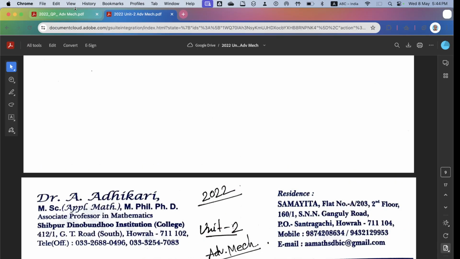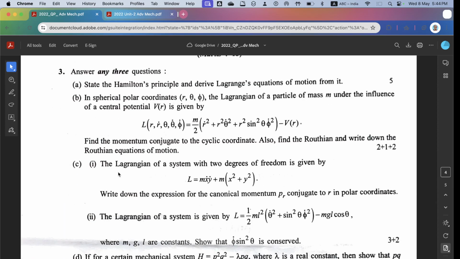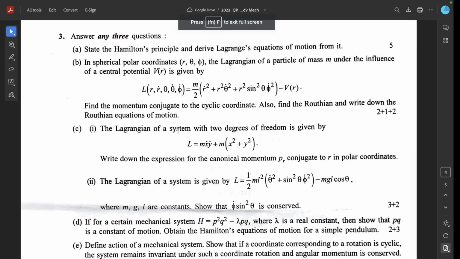Next question, 3C1. The Lagrangian of a system with 2 degrees of freedom is given by L = m x dot y dot + m(x squared + y squared). Write down the expression for the canonical momentum p r conjugate to r in polar coordinates. And second part, the Lagrangian of a system is given by L = half m l squared [theta dot squared + sin squared theta phi dot squared] minus m g l cos theta, where m, g, l are constants. Show that phi dot sin squared theta is conserved.